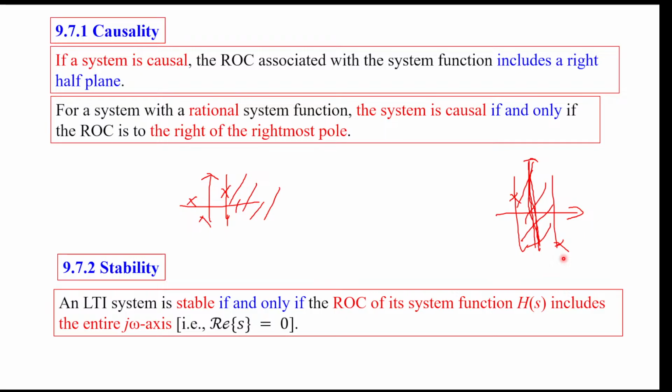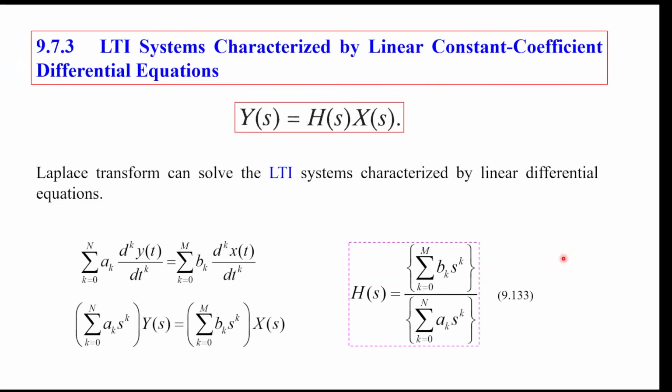Okay, so now we go to what we will talk about today. That's LTI systems characterized by linear constant coefficient differential equations. So we have been talking about solving linear constant coefficient differential equations ever since, I think, chapter 2. And now we have a much more systematic way to do this. And for starters, we start with this equation we get from the convolution property.